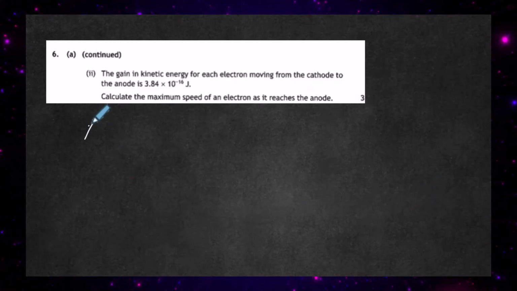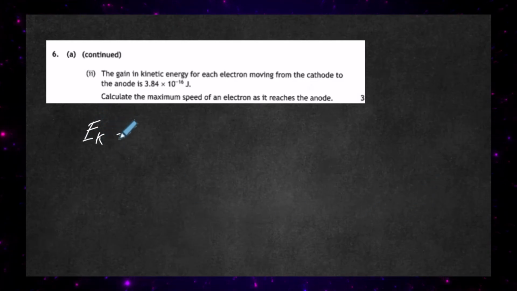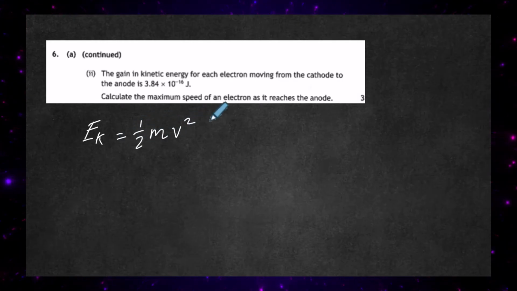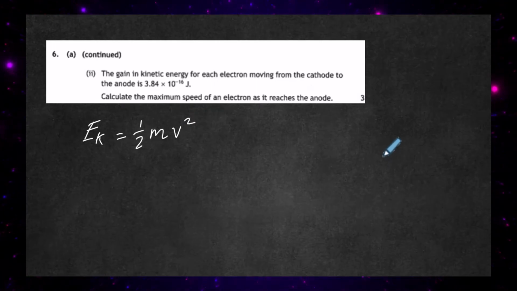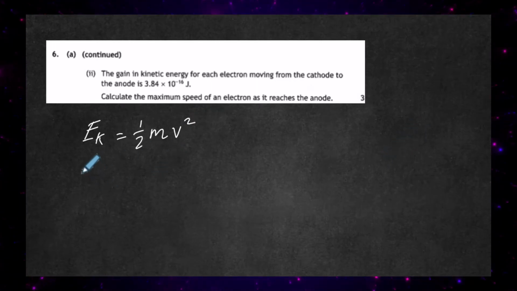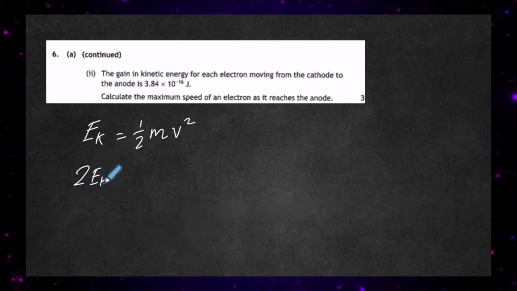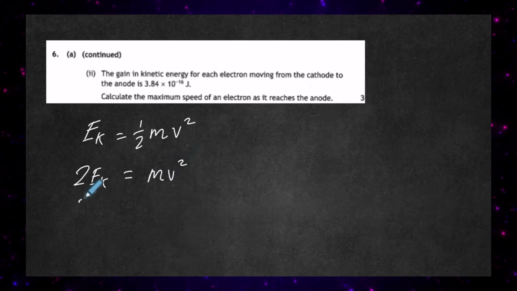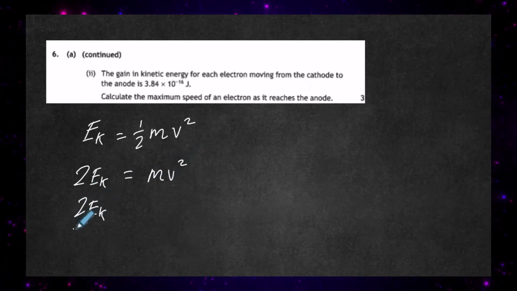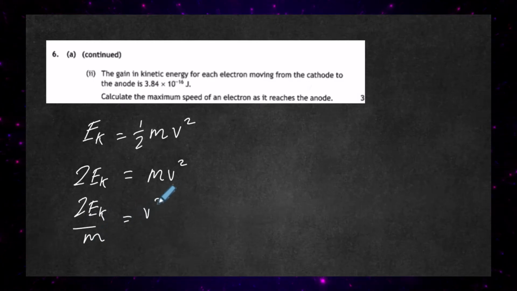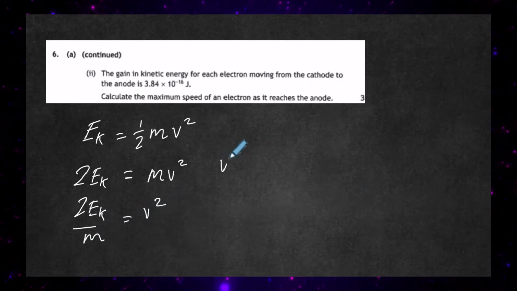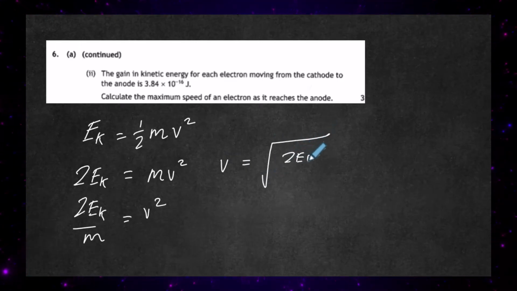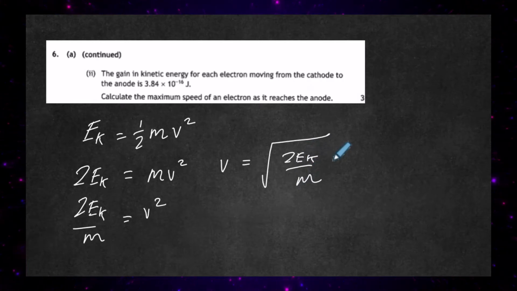So we have the kinetic energy formula, Ek, and that's going to equal one half times the mass of the electron times the speed of the electron squared. And that's what we're trying to find, the speed. So we undo this equation, and we multiply each side by 2 to get double the kinetic energy is equal to mv squared. And then we divide each side by m, the mass of the electron, and we're left with v squared. Finally, we have to take the square root of v squared, and that means we're going to have to take the square root of twice the kinetic energy divided by the mass of the electron.